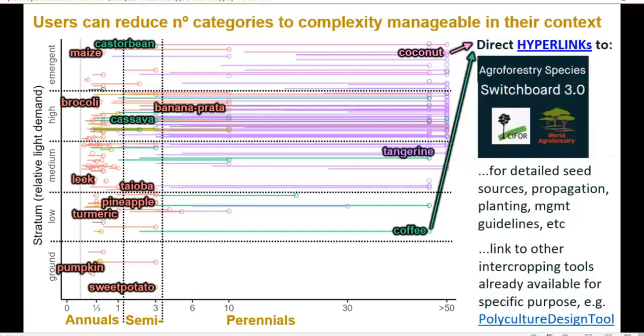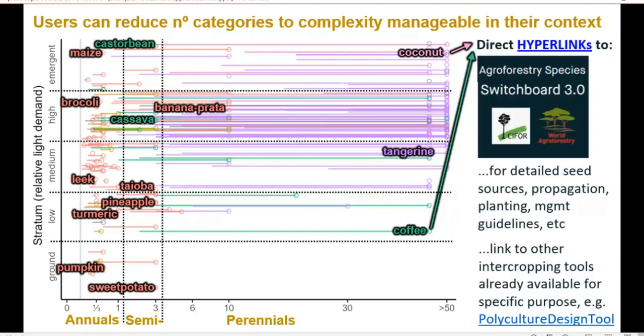So again, if we then click on the species name, we should be able to open the agroforestry species switchboard of CIFOR-ICRAF that has, again, this plethora of databases available, linking directly to the records of technical and botanical and socioeconomic and cultural data of that species that we've selected.